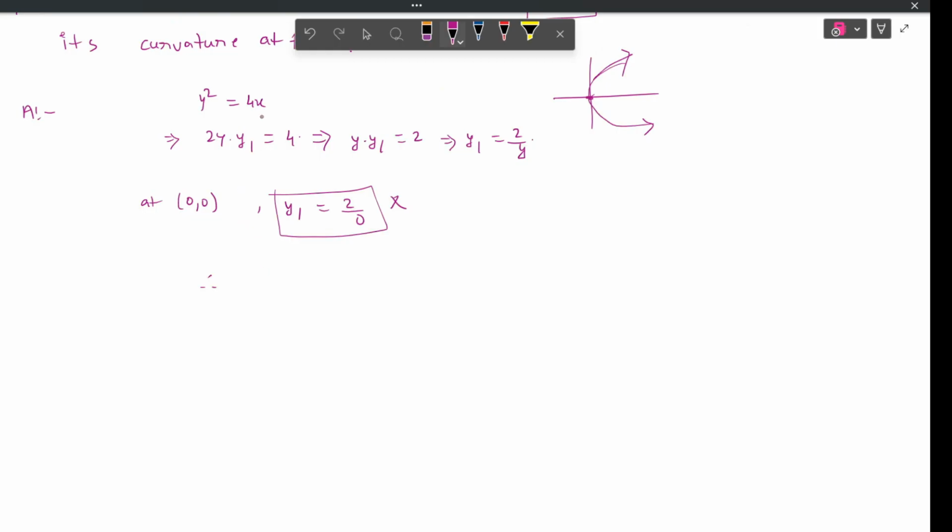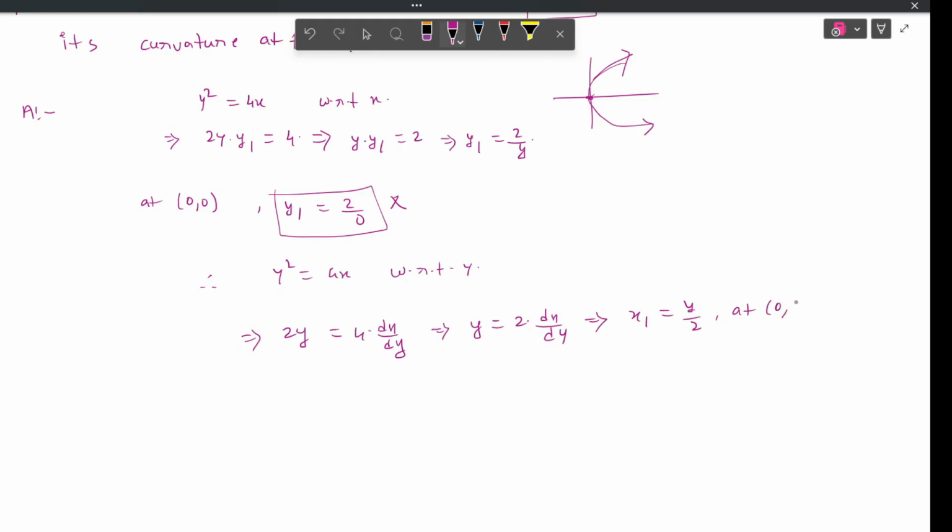Now let us differentiate with respect to y. Here we differentiated with respect to x. Now let us differentiate y square equals 4x with respect to y. So this would be 2y equals 4 into dx by dy, or y would be twice dx by dy. Dx by dy, we can say this is x1. So x1 is y by 2.